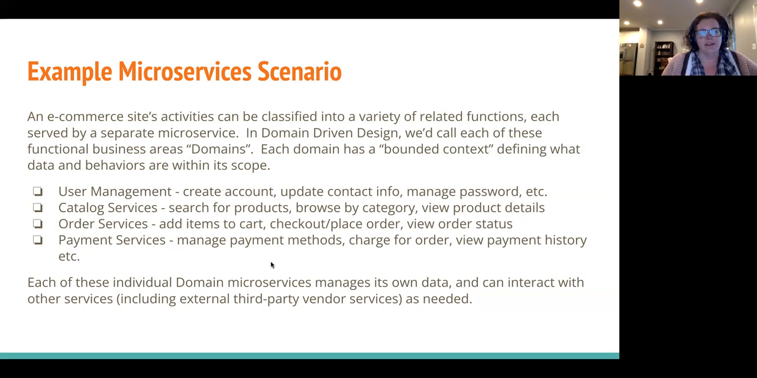There's user management, the action of creating an account, managing your addresses, your passwords, stuff like that. There's the catalog. You've got to figure out what it is that you want to order. So you browse through categories or you search by keywords to find what you want to order. You view your product details.